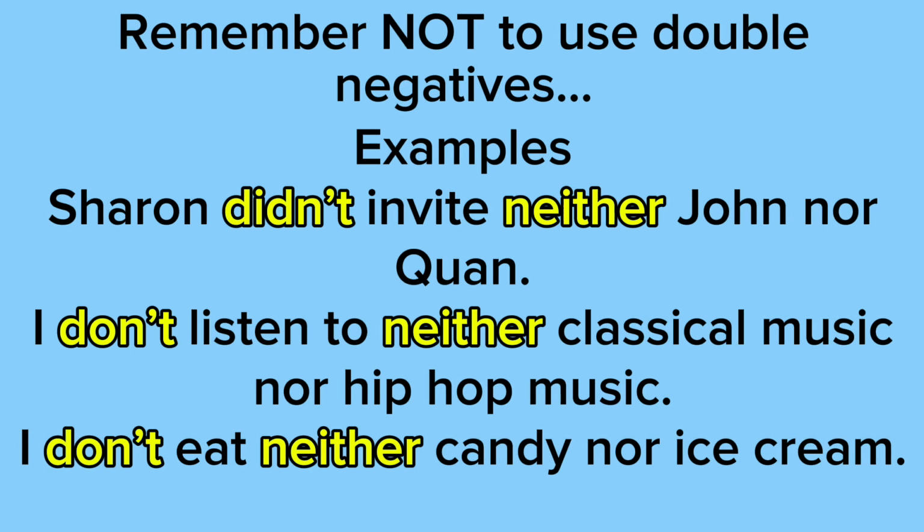And our last example says, I don't eat neither candy nor ice cream. The correct way of saying this would be, I eat neither candy nor ice cream. Or we could just say, I don't eat candy or ice cream. So basically, when you use neither and nor, you're already making the sentence negative, so there's no need to add an extra negative in the sentence.